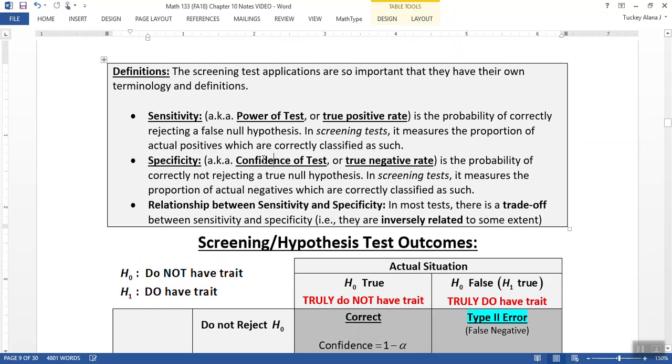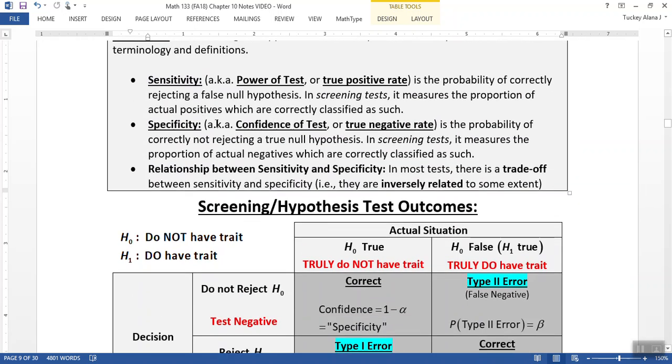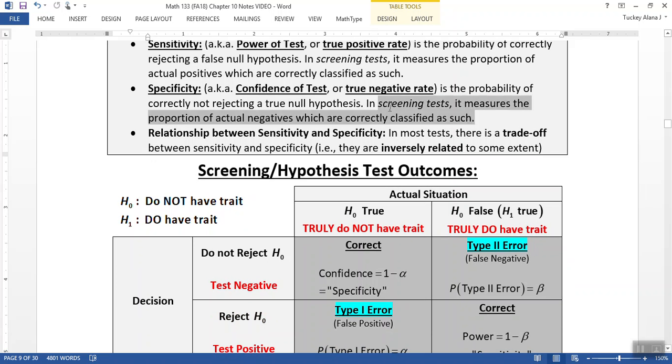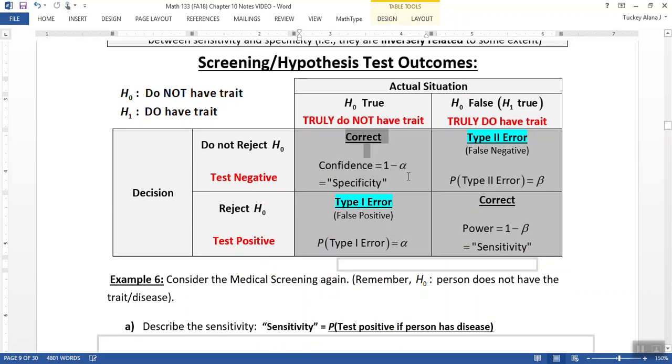Similarly, the specificity, let's look over here. Specificity is the probability of correctly not rejecting a true null hypothesis. So in screening tests, it measures the proportion of actual negatives that are going to be classified as such. So you can see it right here. It's this correct corner over here. And in confidence intervals, that has to deal with your confidence. But for a hypothesis test, it's 1 minus alpha. It's your specificity. So they truly do not have the disease, and they test negative. So that would be 1 minus alpha. And then alpha is the probability of that false positive. And again, these two cells must add up to 100%. So I kind of put a little note right there.